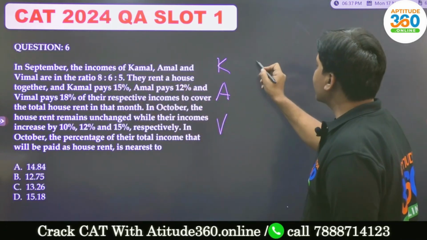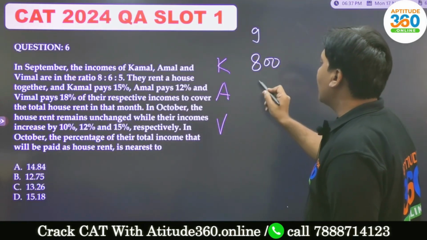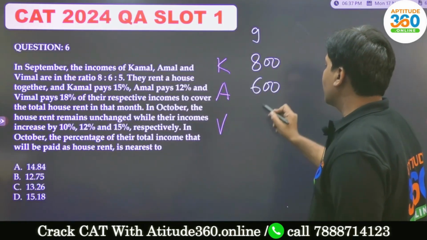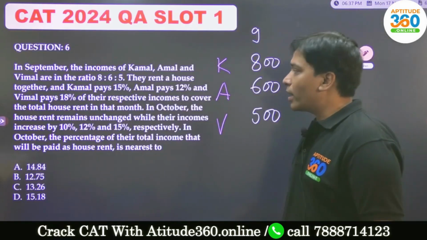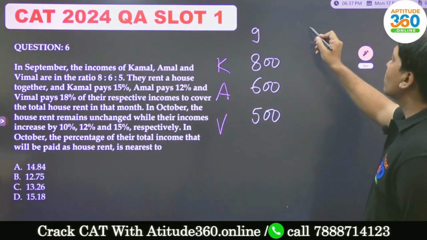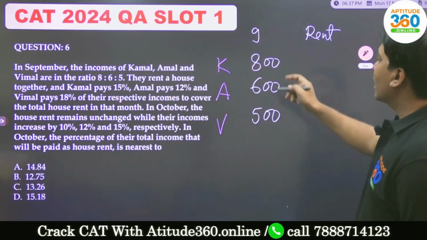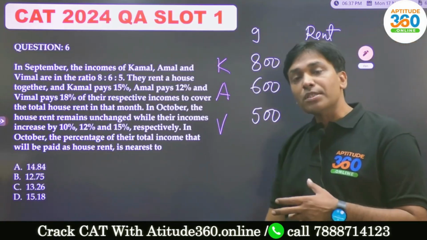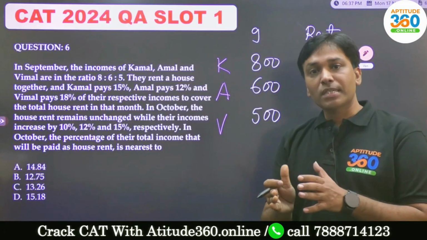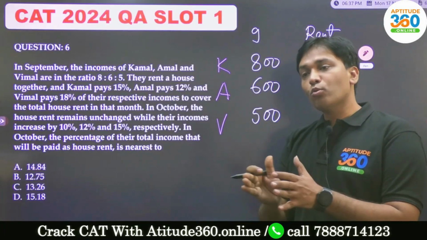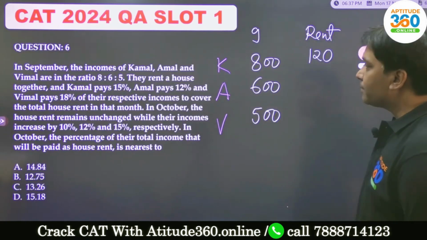So can I take this as 800 and then 600 and then 500. They rent a house together and Kamal pays 15% of rent. 15% of 800 is pretty simple. 10% is 80, 5% is 40, 80 plus 40 is 120. So Kamal is paying 120 rupees, right?